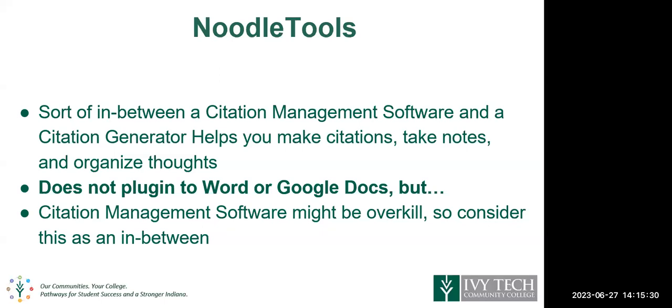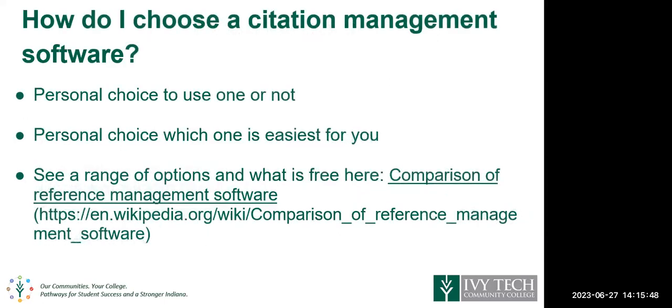Again, if citation management software just seems to be a little bit too much for what you need, maybe it's just not a great time for you to learn a new software, and I completely understand that. So check out Noodle Tools if you're looking for something in between a generator and one of these different types of software. So how would you even choose what to use? I am demonstrating Zotero. Again, I'm just doing that because it's the one I'm most comfortable with, but I really want to emphasize that this is a personal choice.